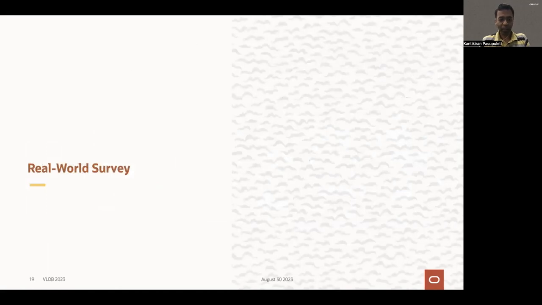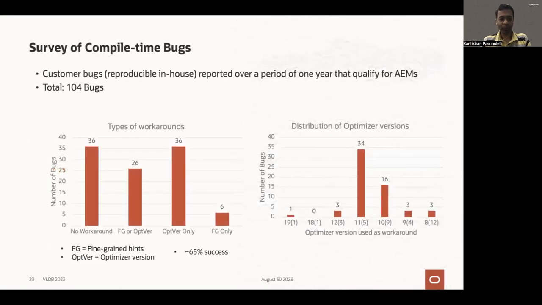And let's also look at some real world data at this point. So we actually went and surveyed a set of compile time bugs that have been reported on the Oracle database on cloud over a period of 1 year, and we further trimmed down that list to the bugs that qualify for AEM and also that are reproducible in house. So that gives us a total of about 104 bugs here.